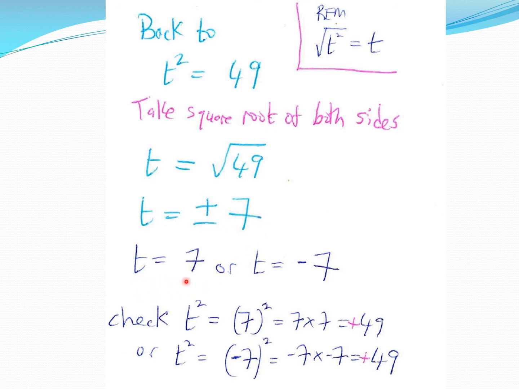And you can write it out as two separate answers. T is equal to 7 or t is equal to minus 7. And you can check your answer. t squared equals 7 squared, which is 7 sevens equals plus 49. t squared is minus 7 squared equals minus 7 times minus 7, and it's still equal to plus 49.